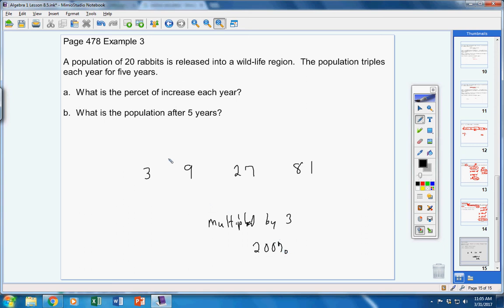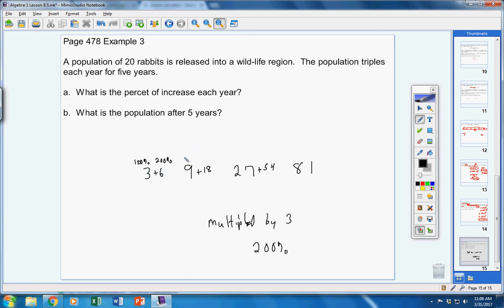Let me show you how I got that. Okay, watch. What do I add to this to get 9? 6. What do I add to this to get 27? 18. What do I add to this to get 81? 54. Now watch. I started with 3. That's my 100%. But I added how much? 6. That's 200% of 3. If 3 is 100, that's 200%.